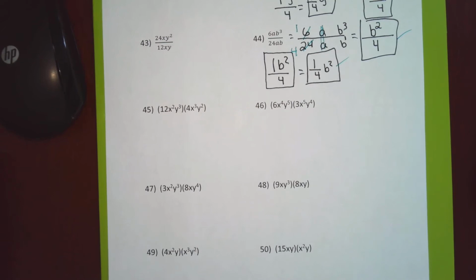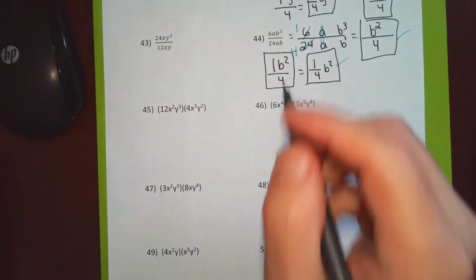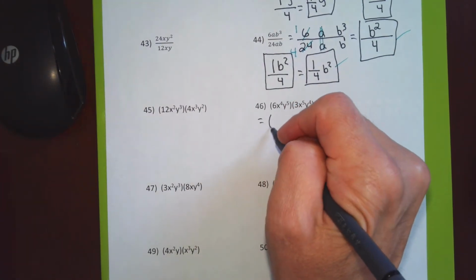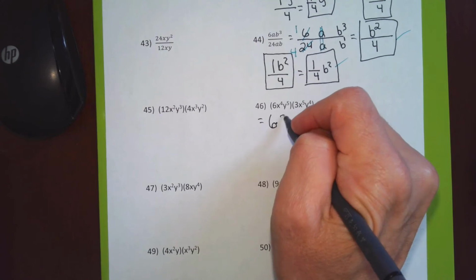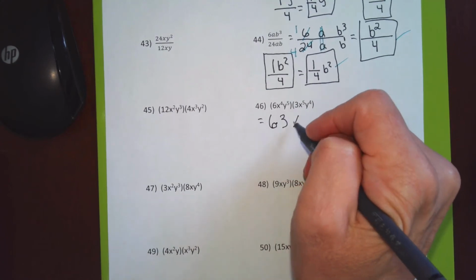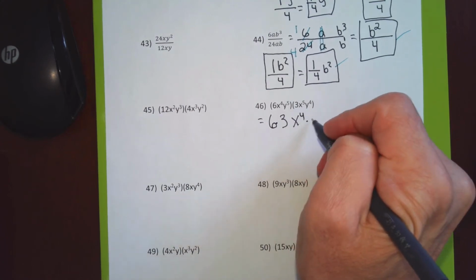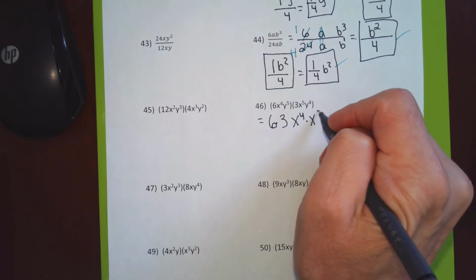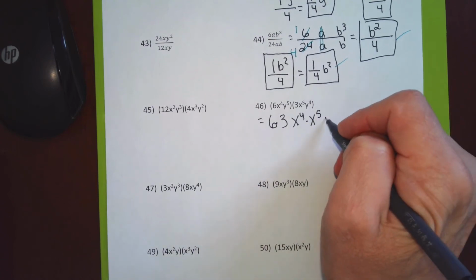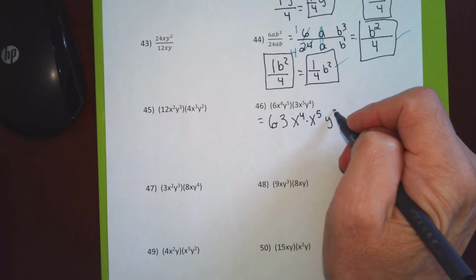Since there isn't any adding or subtracting inside the parentheses, I'm just going to multiply the like pieces by the like pieces. In problem 46, I'm going to multiply the 6 and the 3. I'm going to multiply the x to the 4th and the x to the 5th. Those have the same bases. And I'm going to multiply the y to the 5th and the y to the 4th.